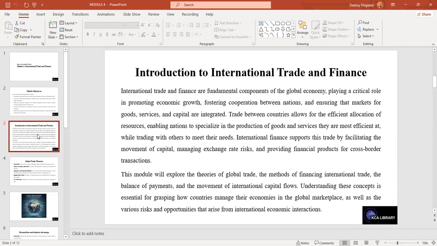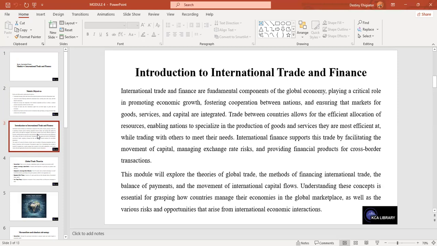International finance supports this trade by facilitating the movement of capital, managing market rate risk, and providing financial products for cross-border transactions. This module will explore the theories of global trade, the methods of financing international trade, the balance of payments, and the movement of international capital flows.